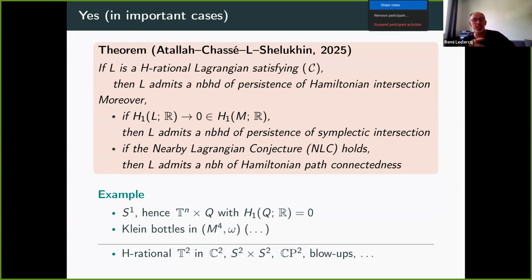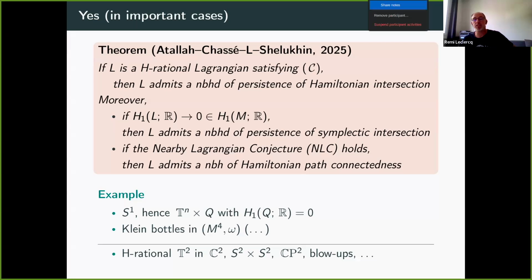Okay, and for the last thing, sorry, neighborhood of path connectedness. So yes, it's kind of a pity we need the nearby Lagrangian conjecture, but I'm a complete believer of that. I think it's true in great generality, so it's not that bad for me.